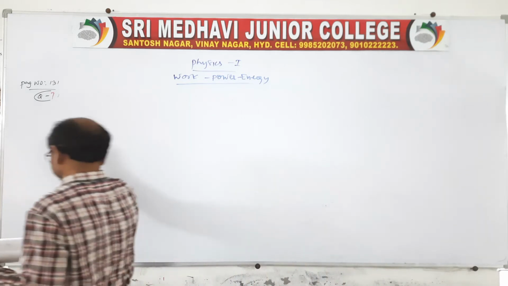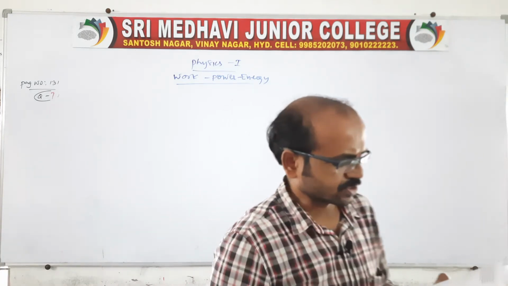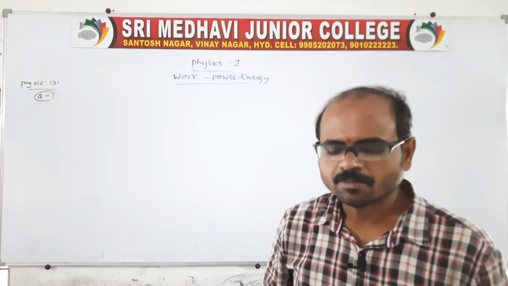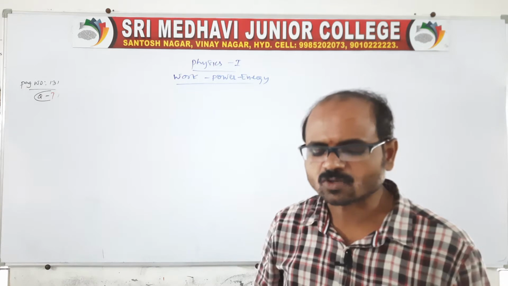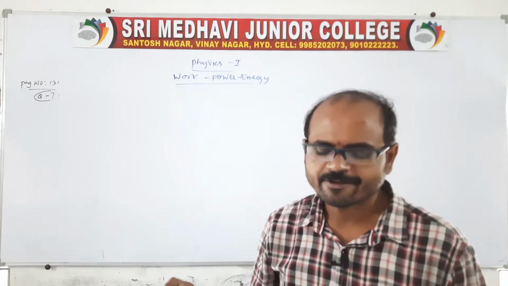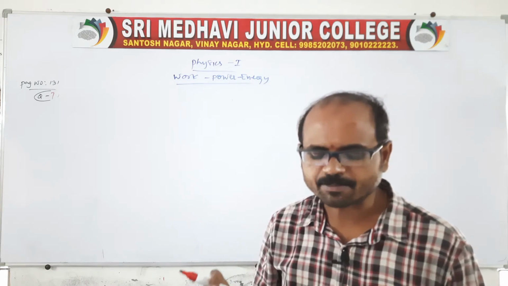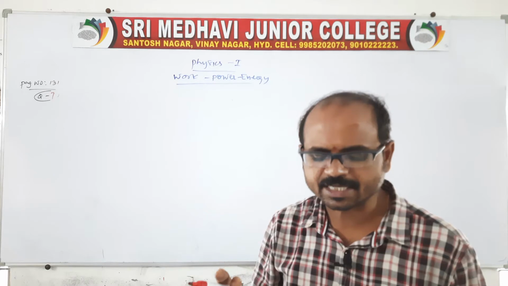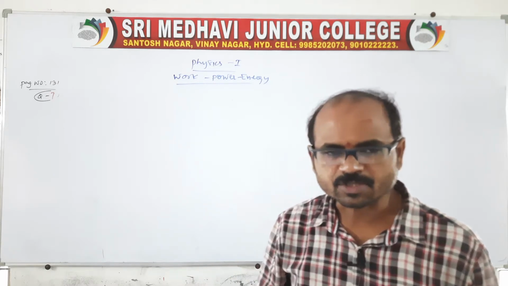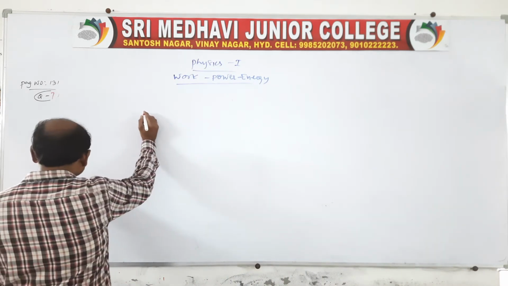Look at here. I'll read the question again. The question is, force F is equal to minus k by x square, x is not equal to 0, acts on a particle along the x axis. Find the work done by the force in displacing the particle from x is equal to plus a to x is equal to plus 2a. Take k as a positive constant. That's all. This is question number 7.